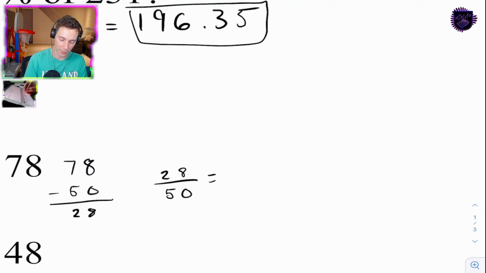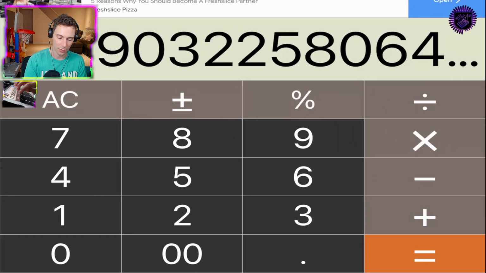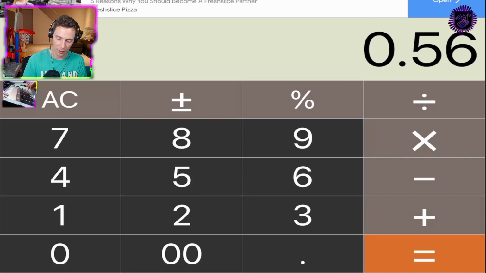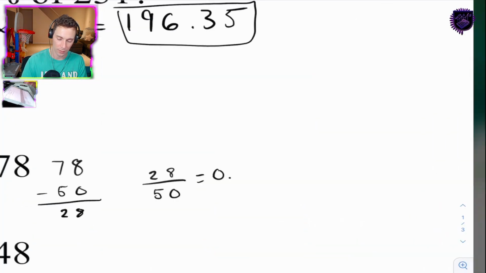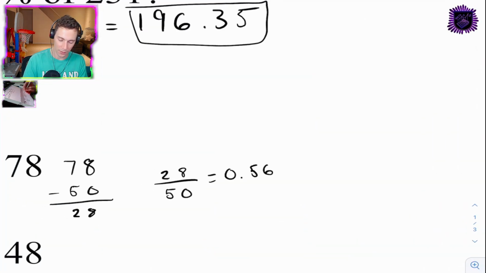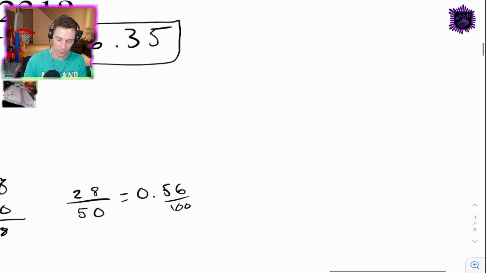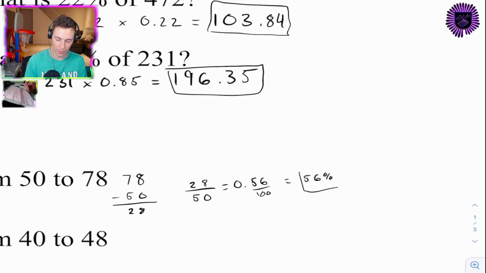28 divided by 50 is going to equal a decimal, 0 point something, and then I'm going to multiply by 100 to get my answer. 28 divided by 50 equals 0.56. 0.56 over 100, 56 hundredths, is going to be equal to 56%. That's our answer, 56%.